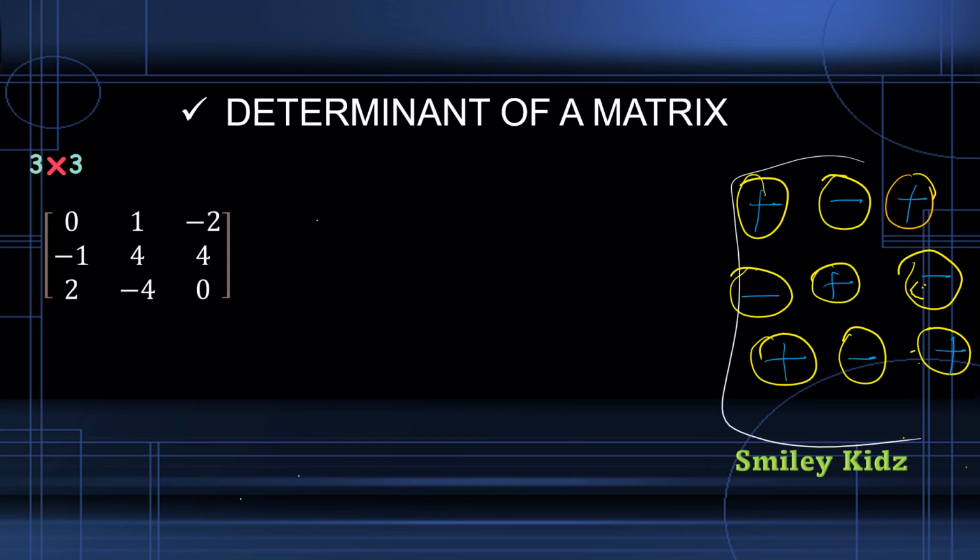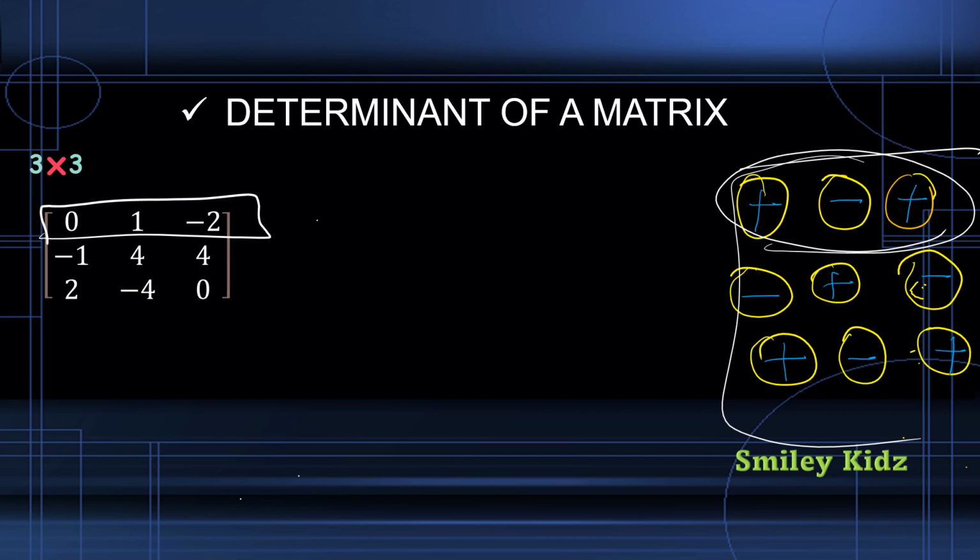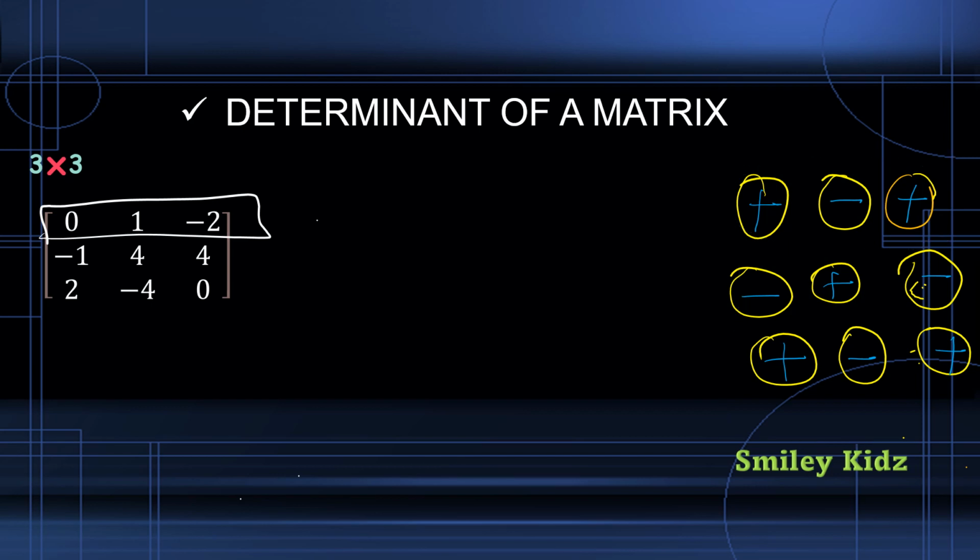Alright. So let's say I'm going to choose row 1, that is 0, 1 and minus 2. Okay, then I'm going to memorize this part. Alright, done. So plus, minus, plus is something that I got to memorize. Alright, fine. Now take the first element, that is 0.